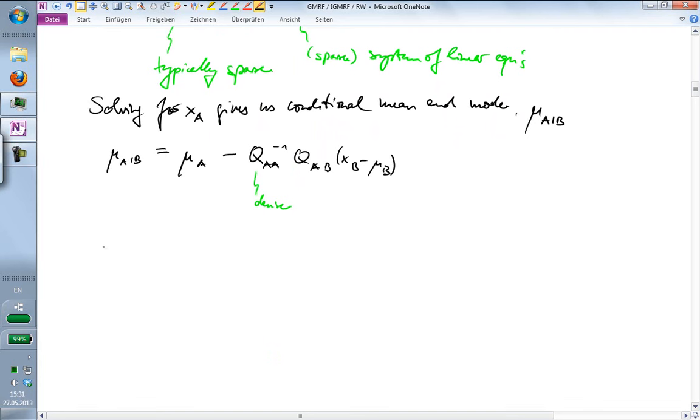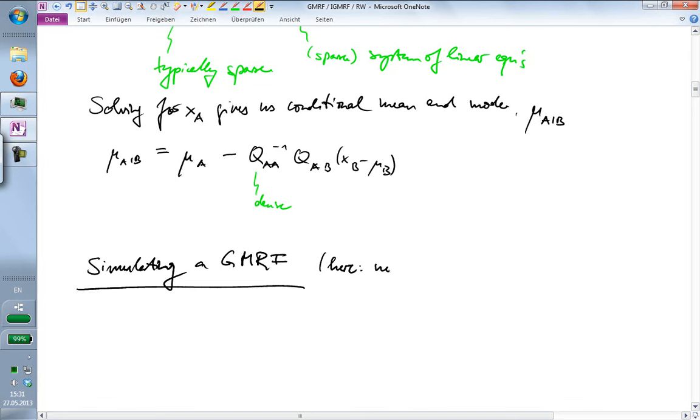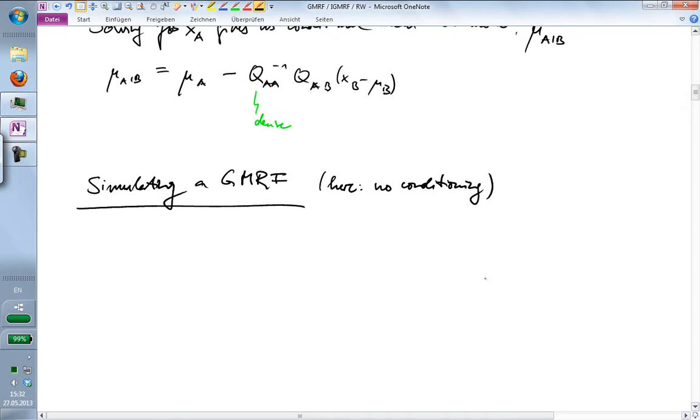So I've not brought you images of what such Markov random fields look like, but you can produce some in the exercise, and I want to give you a few hints here. So how to simulate a Gaussian MRF, and here I'm assuming this is an unconditional simulation. So no conditioning on an observed subset of the variables.